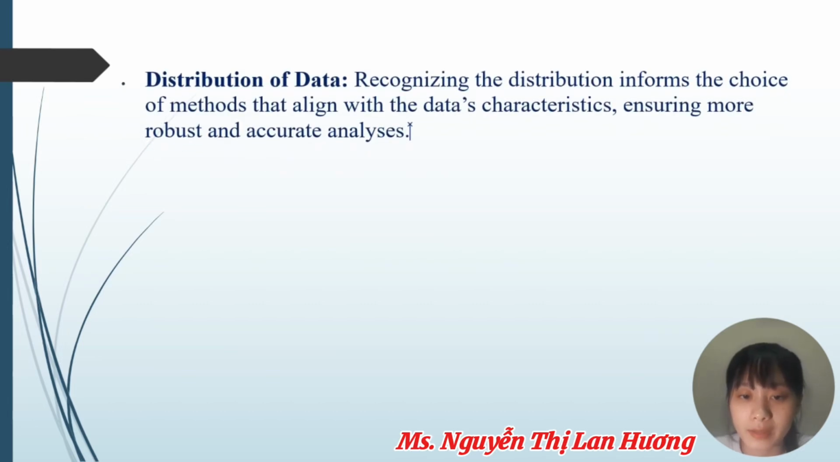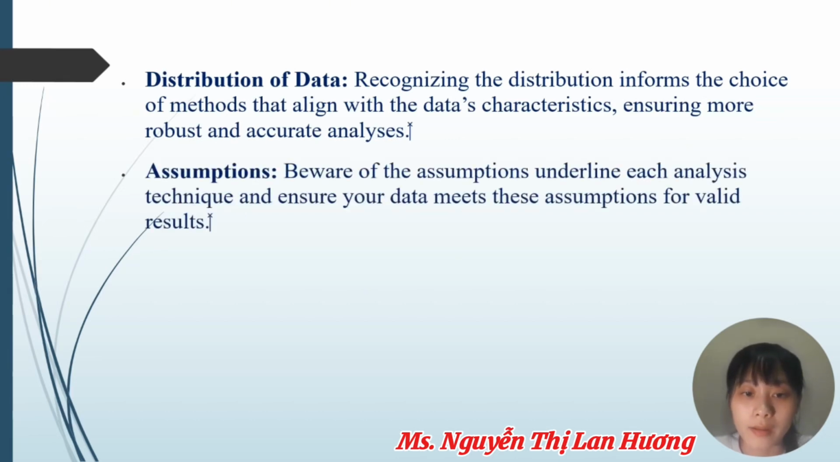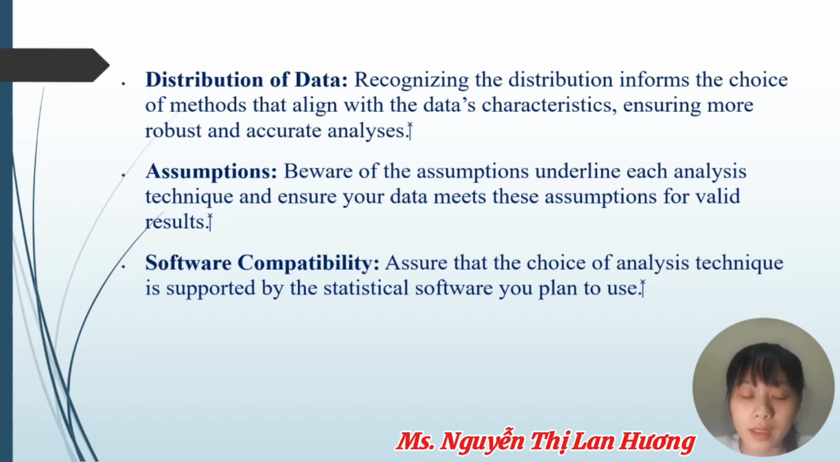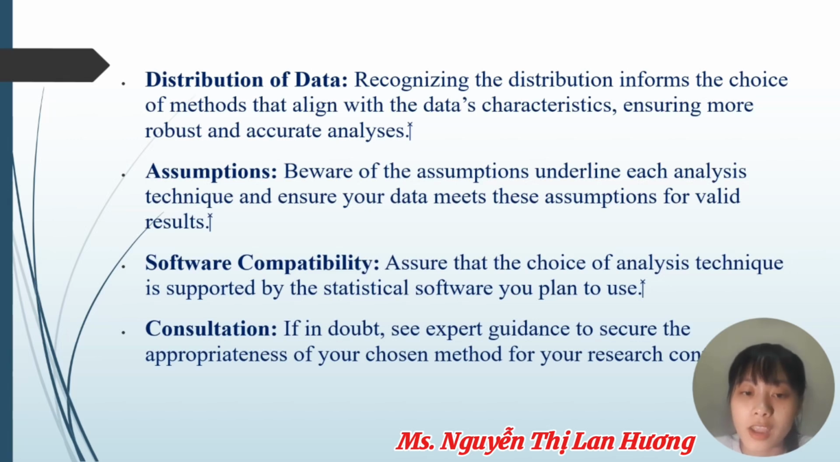Another is distribution of data. Recognizing the distribution informs the choice of methods that align with the data characteristics, ensuring more robust and accurate analysis. Moreover, assumption. Beware of the assumptions of the analysis technique and ensure your data meets the assumptions for valid results. And software competencies: ensure that the choice of analysis technique is supported by the statistical software you plan to use. And the last is consultation. If in doubt, seek expert guidance to select the appropriate method for your research.